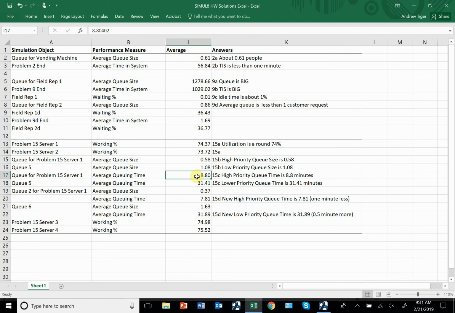We went from 8.8 time for the high priority, and they're actually waiting a little bit less, 7.8. And the low priority actually went up a little bit. There's more of these, so their time went up slightly. So I don't know if that's good or bad. It's just they asked us to do a what if, and that's what the impact is. The low priority now is bumped up a little bit. The high priority went down a little bit.